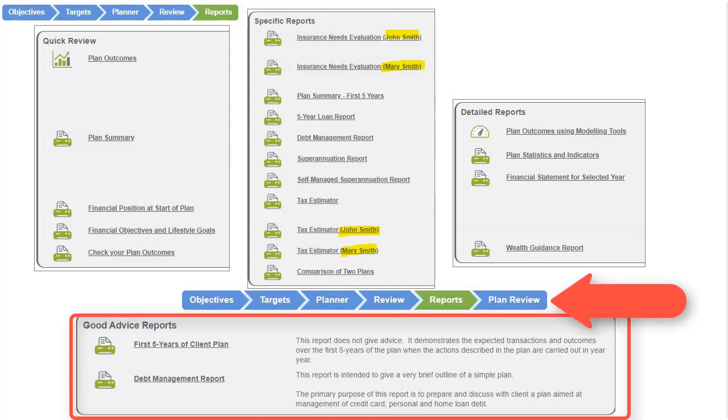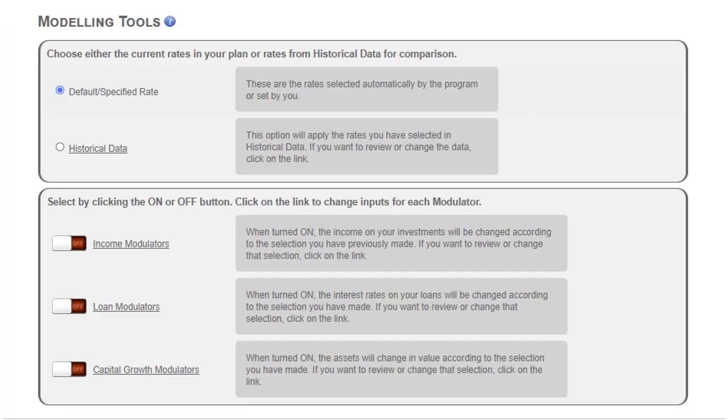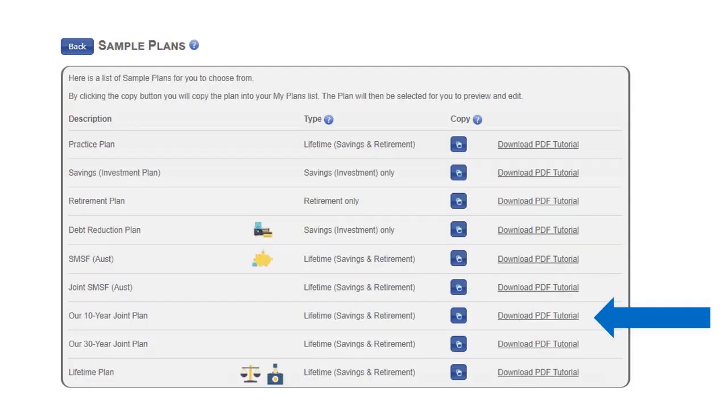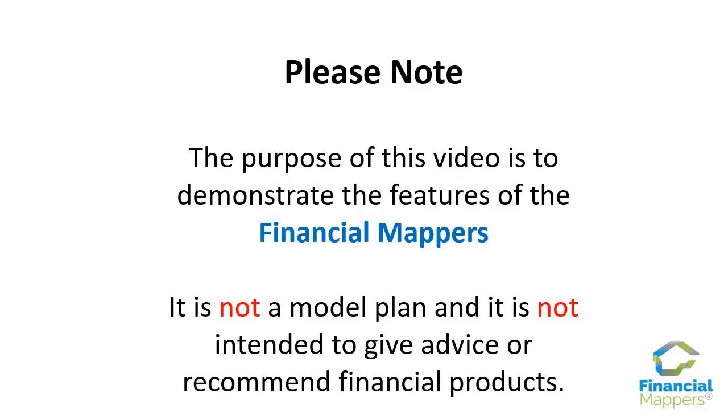You will also have an extra chevron called Plan Review, where these reports can be uploaded and viewed one section at a time. Finally, you can access the modelling tools to consider any what-if scenarios. For more details, you should read the PDF in the sample plan.